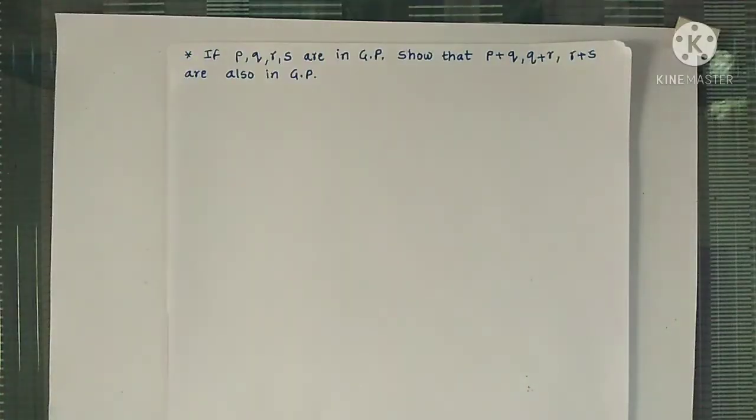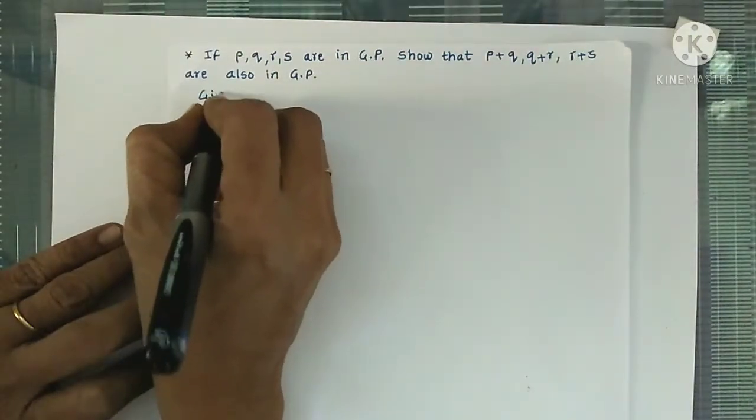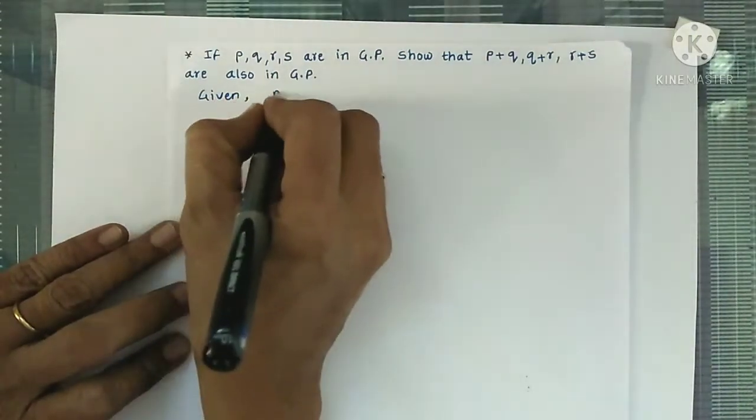Students, in this video, we are going to study some examples based on terms of a GP. So let's start with this example. If the given terms P, Q, R and S are in GP, then show that P plus Q, Q plus R, R plus S are also in GP. So first of all, it is given that P, Q, R, S are in GP.